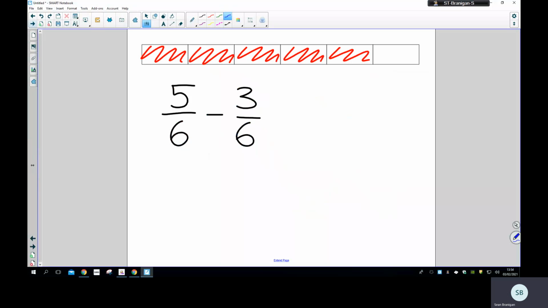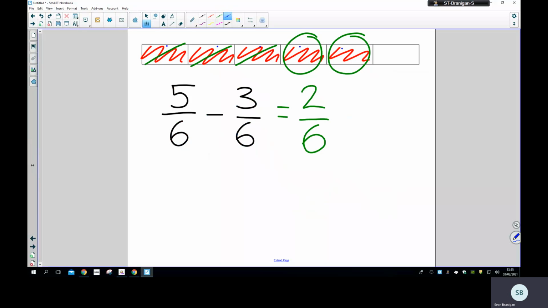And this is the last one I'm going to show you, children. 5 6 subtract 3 6. I've got 5 6 at the top. 1, 2, 3, 4, 5. I'm going to subtract 3 6. 1, 2, 3. I have 2 6 remaining.